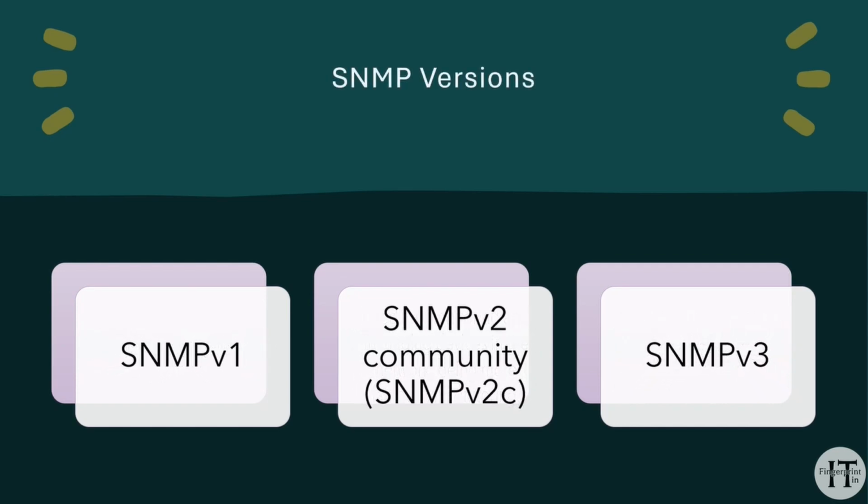SNMP has three versions: SNMP version 1, SNMP version 2 Community, short form for it is SNMP v2c, and SNMP version 3. Version 1 and version 2 Community are not secure as they are not encrypted. Traffic will be passing as plain text, which means if someone is eavesdropping on the traffic, they will be able to see the information as it is. Whereas SNMP version 3 is secure as the traffic is encrypted.